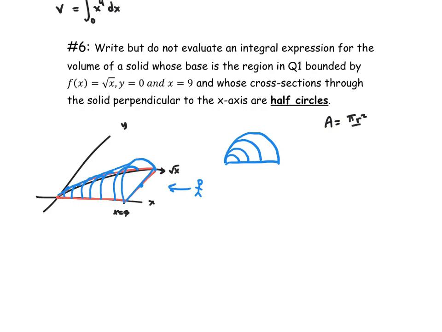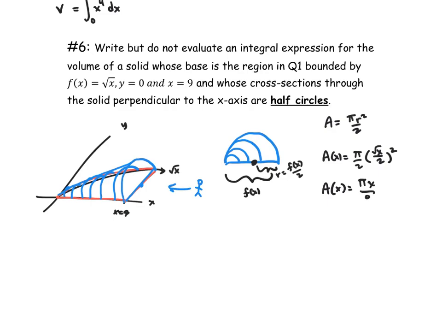Well, you take pi times r squared and you divide by 2. So in this case, what would r equal? Well, I know what this length would equal. It'd equal f of x. So then r would equal f of x over 2. So A of x would equal pi over 2 times the square root of x over 2, quantity squared. So our area function in terms of x would be pi times x over 8, because the square root of x squared is x.